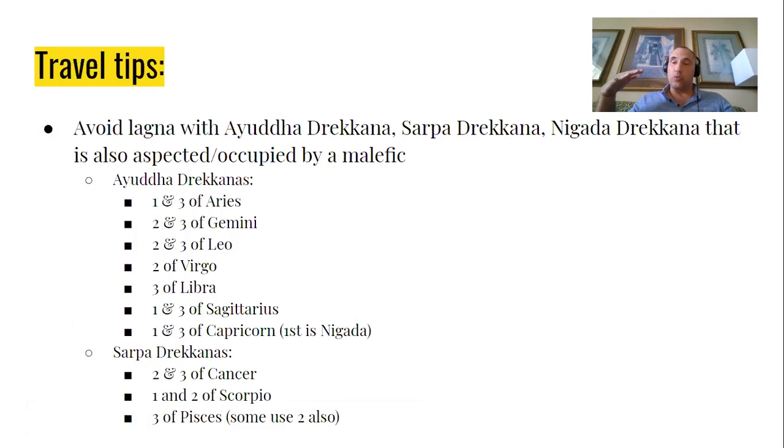If one of these is rising and there is a malefic planet in that sign, it doesn't have to be in the Drekana. So let's say 5 degrees Aries is rising and Saturn is at 28 degrees Aries. You have a problem. That ascendant is jacked. All the more reason, because there's a debilitated malefic in the ascendant and in Ayudha Drekana.